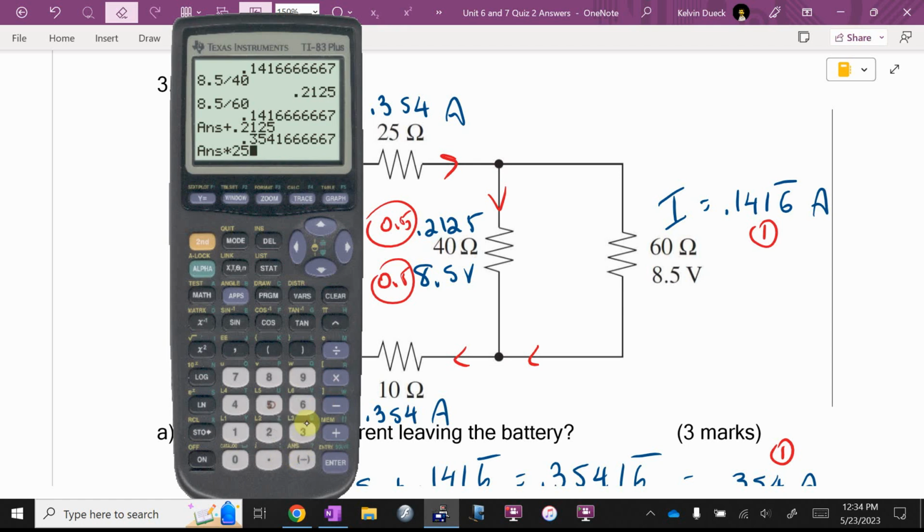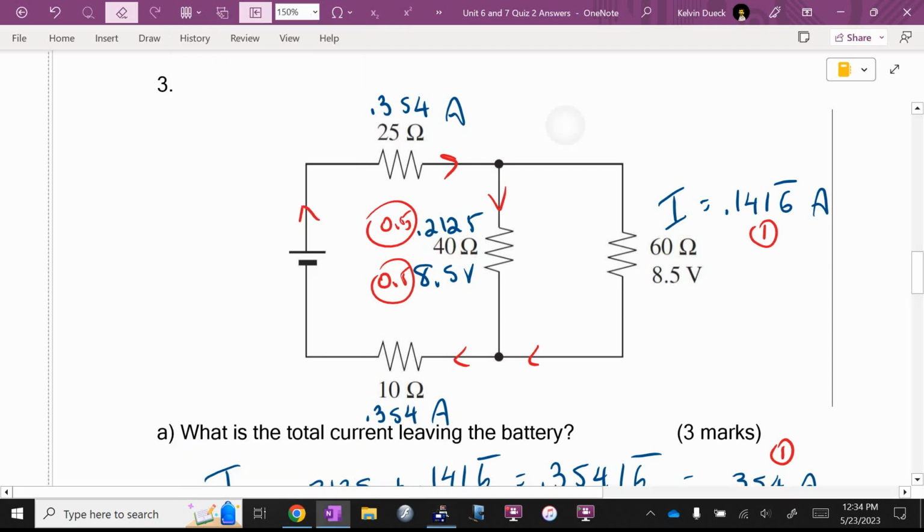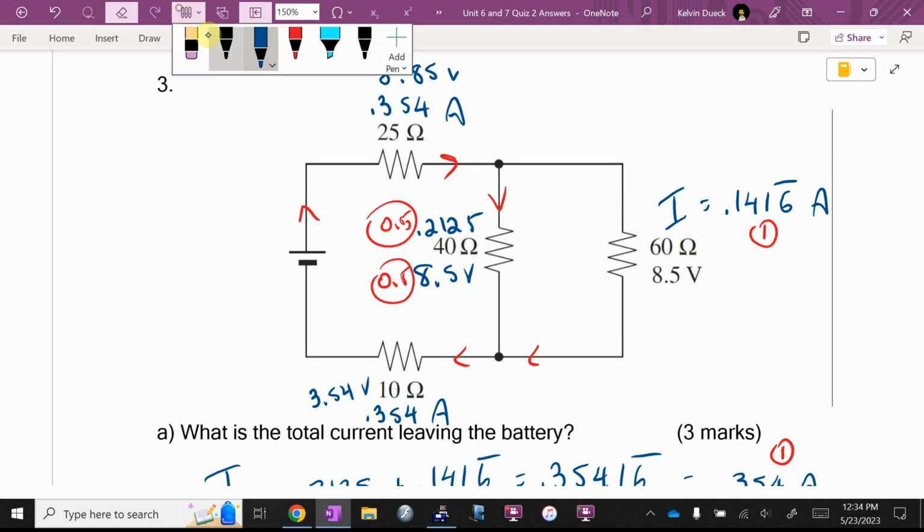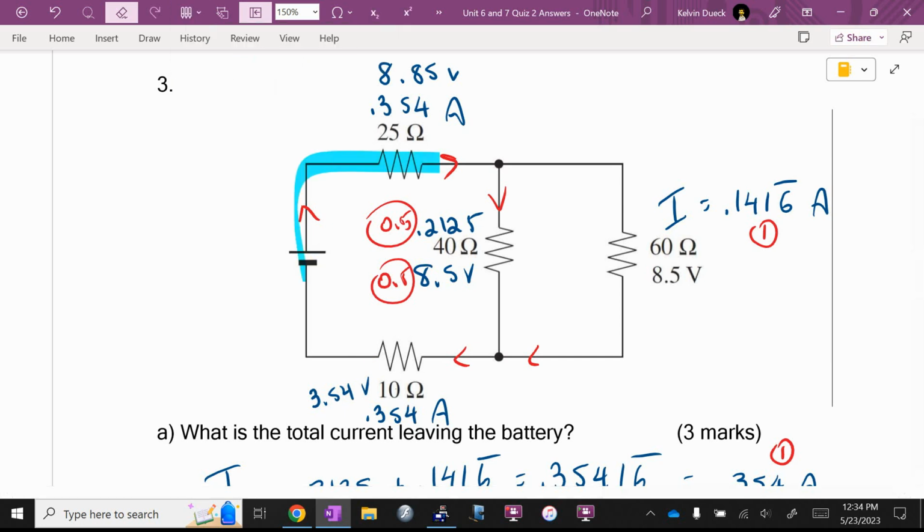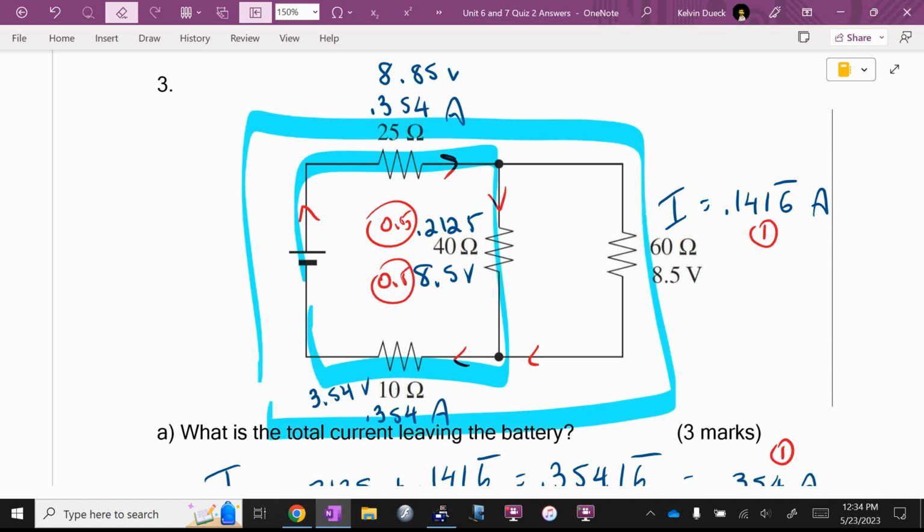0.354 amps times 25 is 8.854 volts. And 0.354 I times R, this is going to be 3.54 volts. And now, Kate, I can ski. I can either ski this ski run or I can ski the outer run, but as long as I start at the top of the battery and always go downhill, I can just add up the voltages.